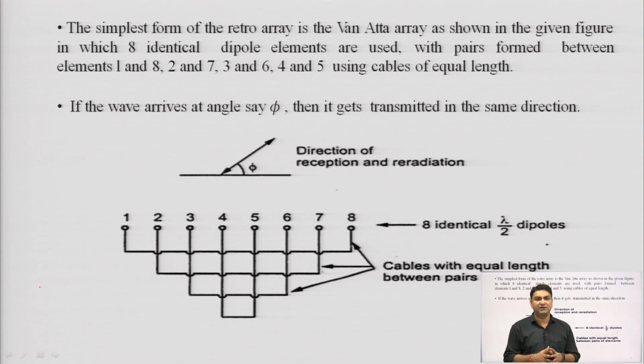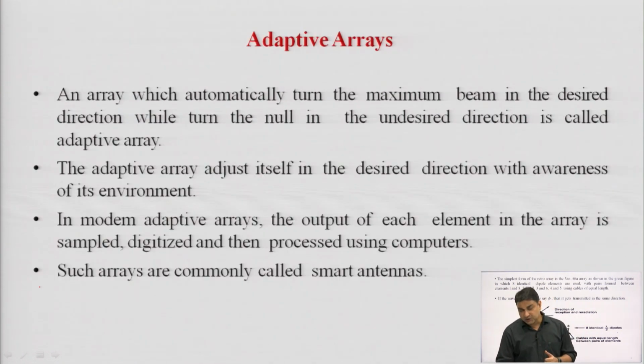in the given diagram. This Van Atta array is a kind of retro array which has 8 identical dipole elements used in this given antenna array system, and all the elements are paired between elements 1 and 8, 2 and 7, 3 and 6, 4 and 5 using cables of all equal lengths. If the wave arrives at an angle, say phi, then it gets transmitted in the same direction. This is the property of the retro array system.